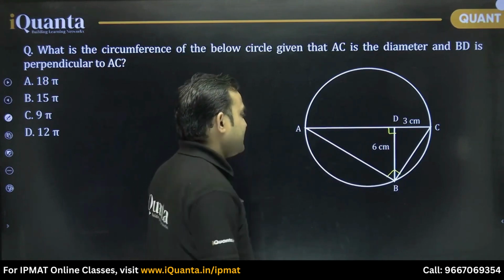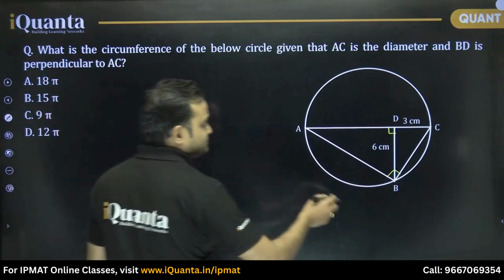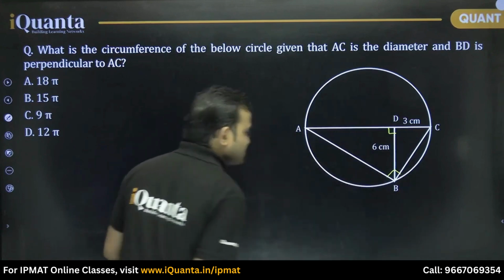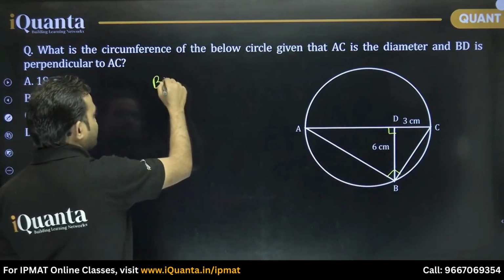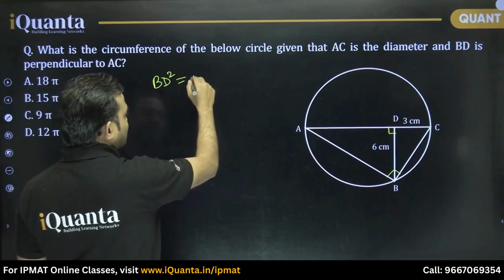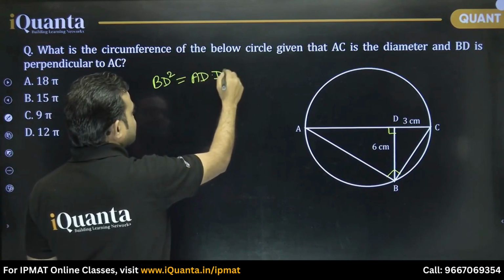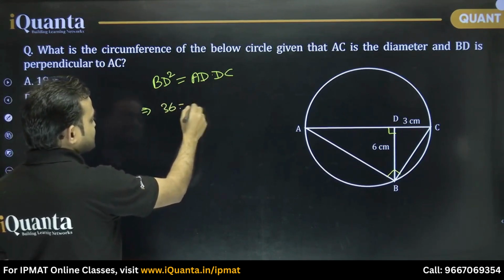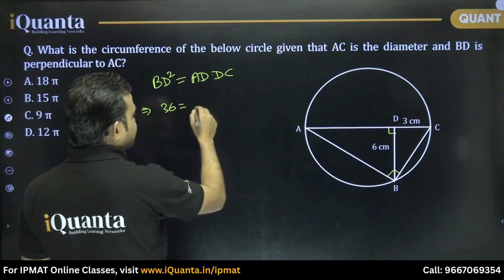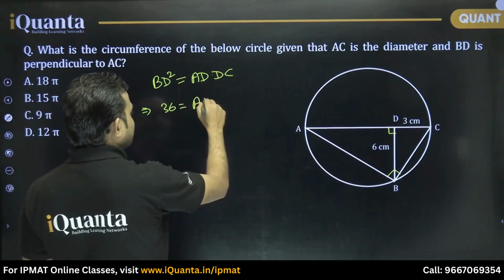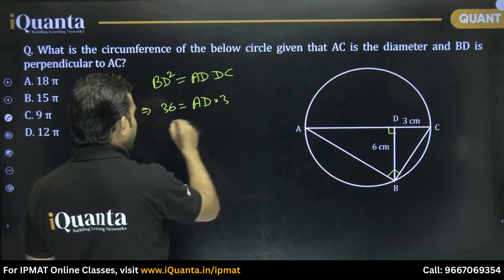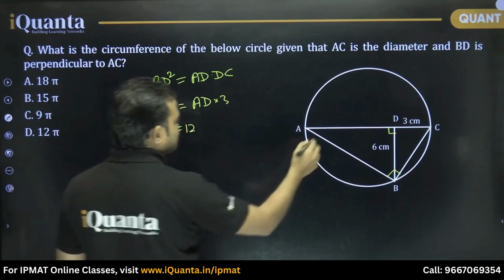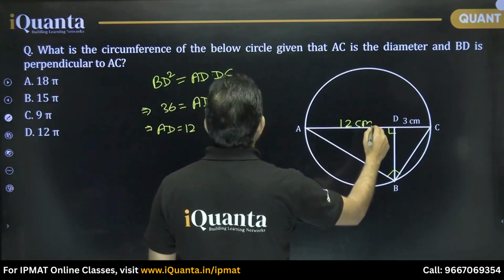Can we say in any right angle triangle, if BD is the perpendicular, the altitude to the hypotenuse, then the relation we get is BD square is equal to AD into DC? BD is 6, 6 square is 36, CD is 3, and AD is what we need to find. So we can say AD will be equal to 12, right? So this length AD is 12 centimeter.